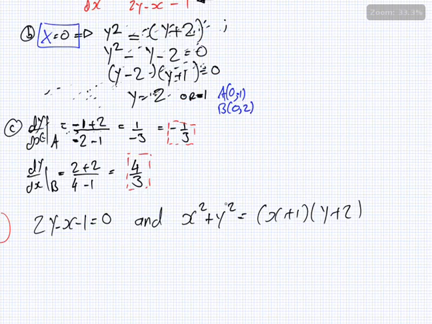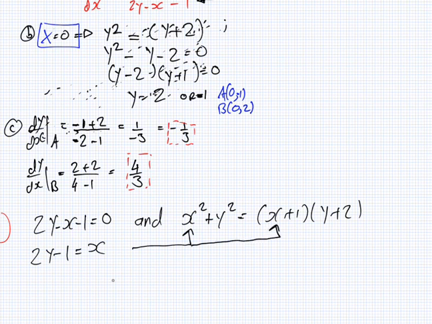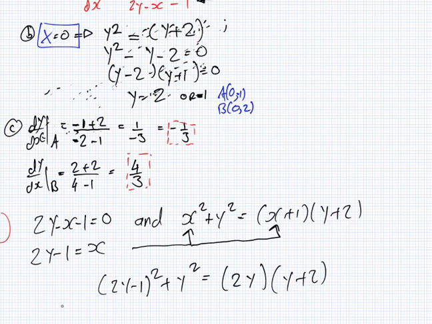Okay. So this is your one linear, one quadratic. I think the easiest thing here would be to get x. 2y minus 1 equals x. And sub that in for x there, and sub it in there. So I get (2y minus 1) squared plus y squared equals x plus 1. So that'll just be 2y, because the minus 1 and the plus 1 will cancel. So I get 4y squared minus 4y plus 1 plus y squared equals 2y squared plus 4y.